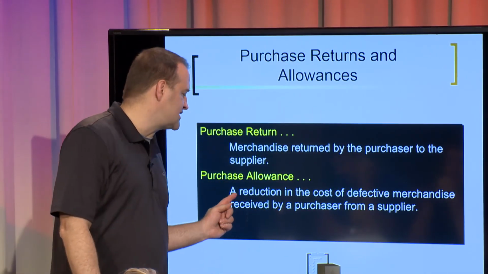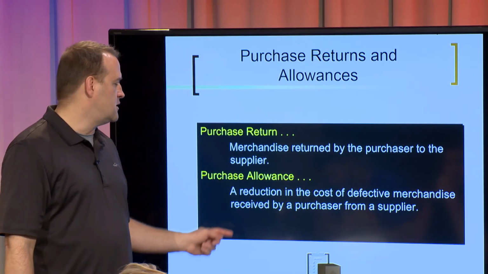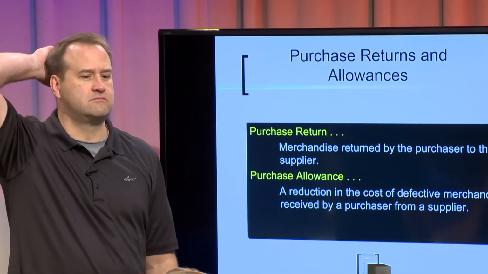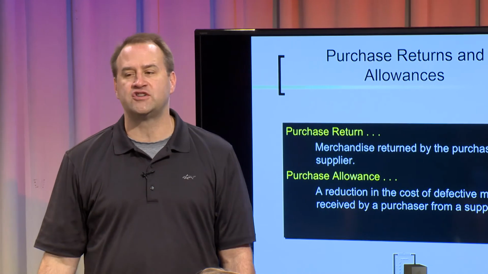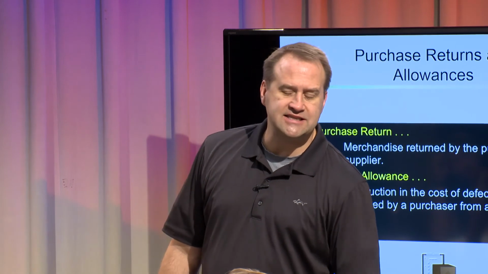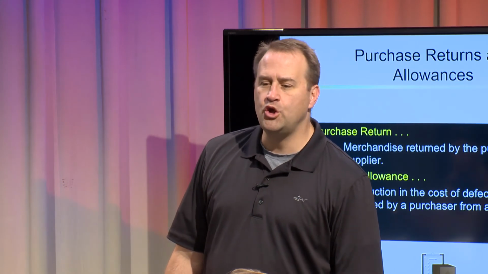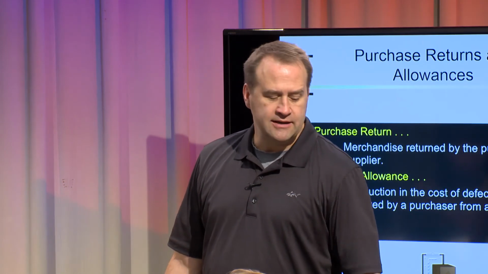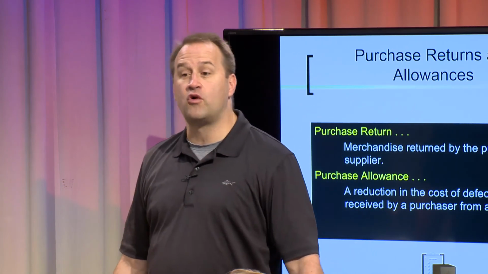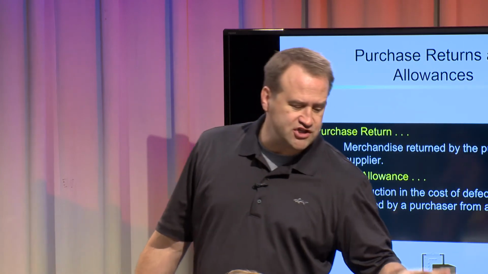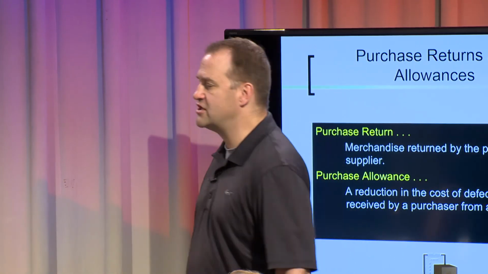A purchase allowance is a reduction in the cost of defective merchandise received by a purchaser from a supplier. So let me give you an example of that. Okay, let's say you're an office retailer, and these tables you're sitting at. Let's say that you purchase 10 of these tables for resale. They'll be in your merchandise inventory. Let's say you purchase 10 of these for $40 each, and you're going to sell them for like $70 to the end customer, right? So you owe what? 10 times 40 equals 400, right?